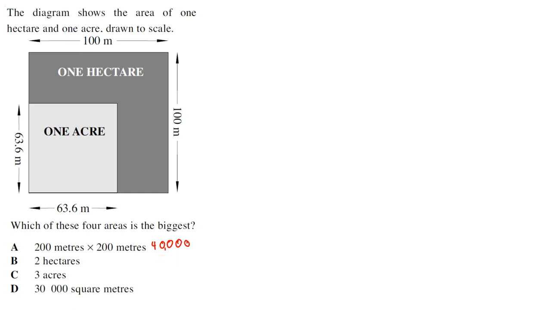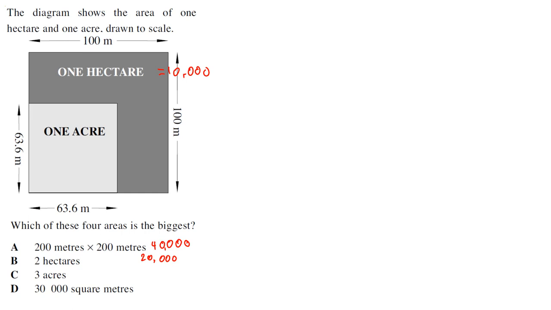Now 2 hectares. 1 hectare is equivalent of 10,000 square meters, looking at the diagram. So 2 hectares will be 20,000 square meters.